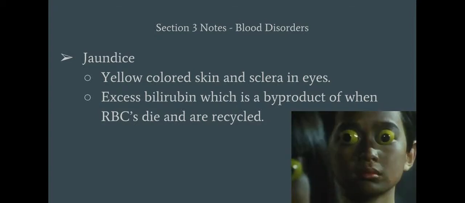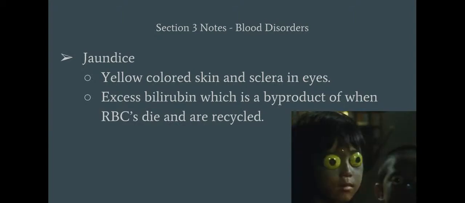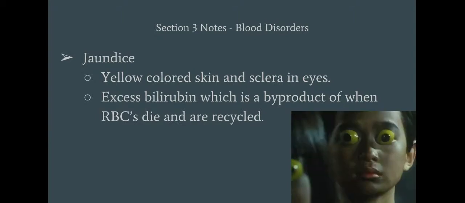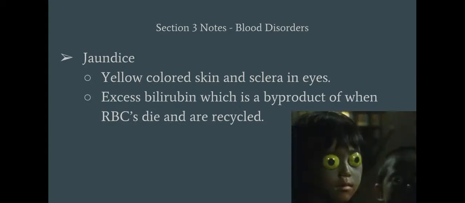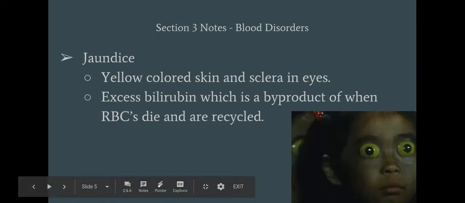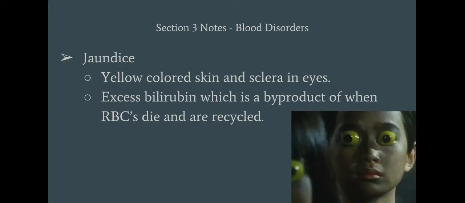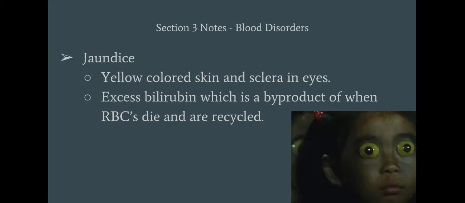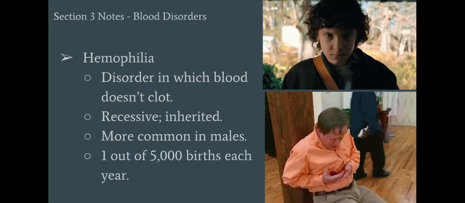Jaundice is considered a cardiovascular disease. Some of you maybe have been born with this. I know I was. Feel free to ask a parent or guardian if that has ever happened to you, because it is just a yellowing of the skin as well as the eyes. That's due to a protein found in our blood called bilirubin, and excess amounts of this tend to give it that yellow color. Bilirubin is a byproduct of when red blood cells die and are recycled. Usually your liver breaks those down, but sometimes that does not happen, especially when you're a newborn.